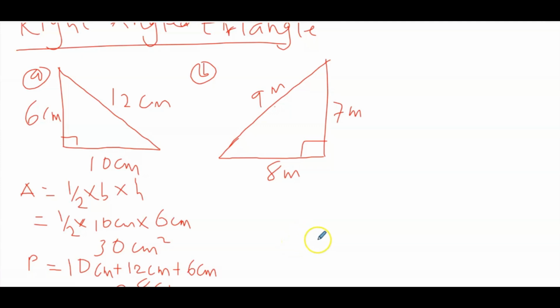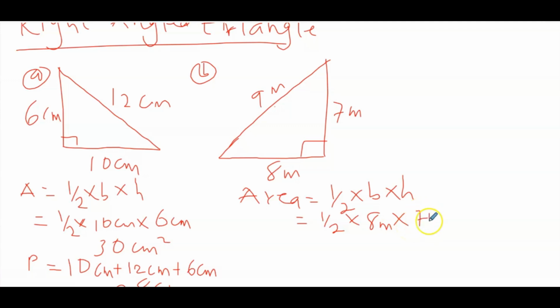Let's look at the second question. You're supposed to find the area of this right angled triangle. The area is still half times base times height. Let's do a substitution: half times the base, which is 8 meters, times the height, which is 7 meters. Half of 8 is 4, and 4 times 7 gives us 28 meters squared. That's the area.